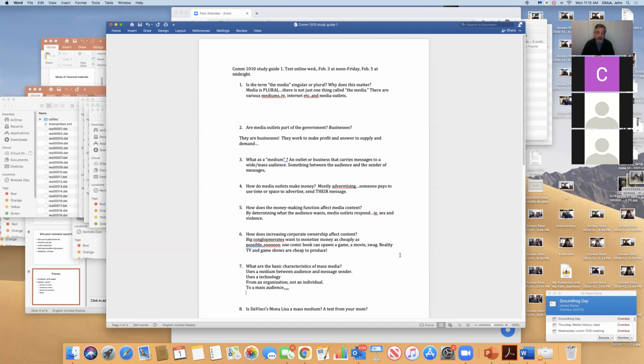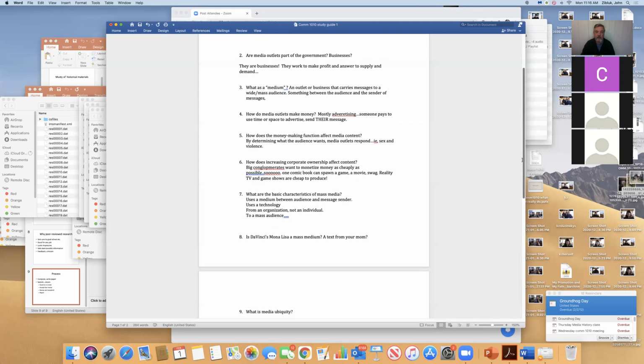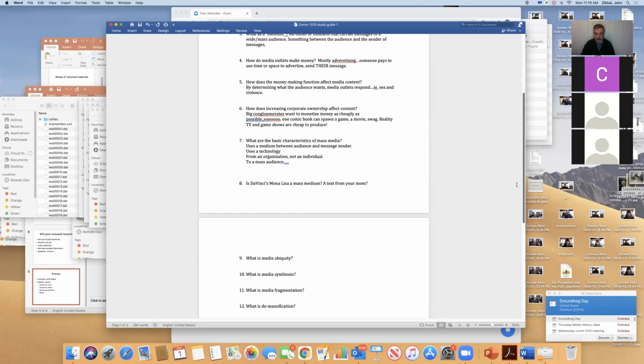Okay, here's examples. Is Da Vinci's Mona Lisa a mass medium? Nope, because Da Vinci is an individual. He's showing it to a few people, not a mass audience. He's using a technology, and it is a medium. Painting is a medium between you and somebody else, but he's an individual to a private person, even if we're seeing it now. So a painting is not mass media. A text is not either. A text from school about weather is mass media.